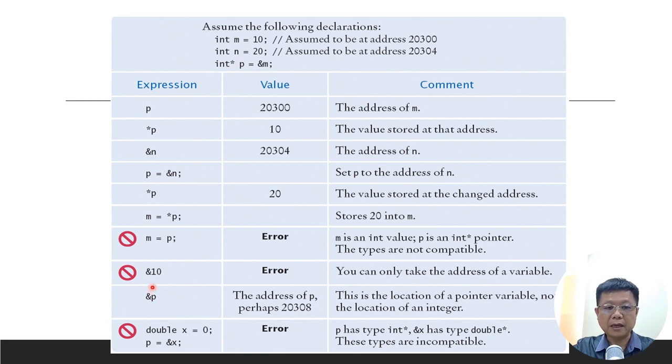And then &n%10 is not workable. It is an error because 10 is not a variable. It is just a value. There is no temporary memory that has been assigned to this number.